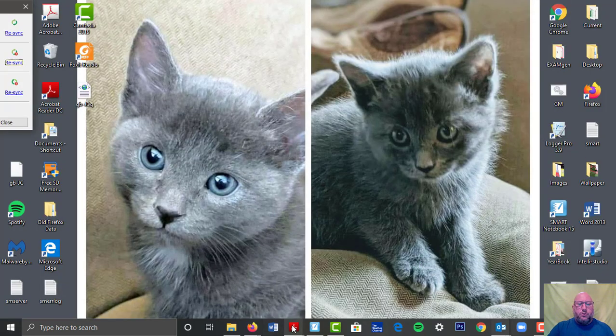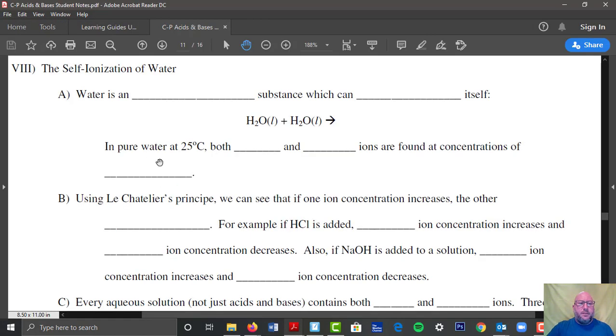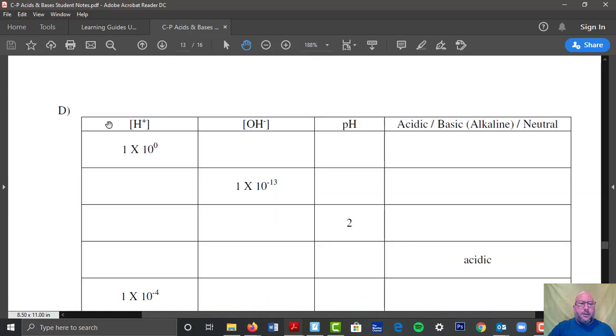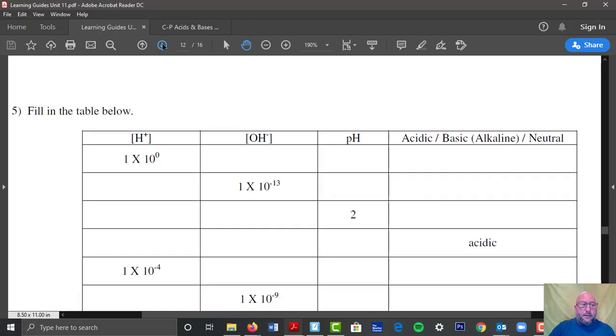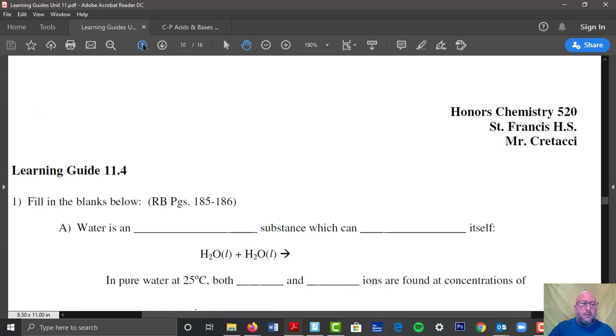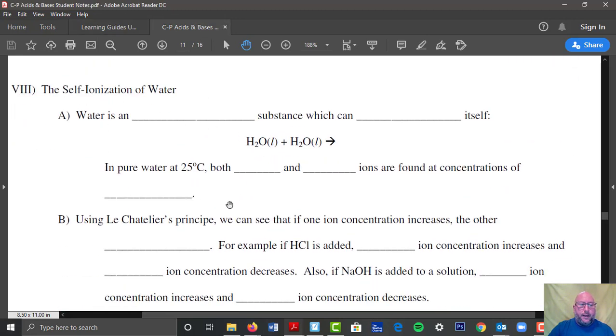So if you're following along in your notes, which I hope you are, in our college prep notes, this begins on page 11, Roman numeral number 8, and it's going to continue to page 13. If you're following along in our honors notes, this is going to be found in Learning Guide 11.4. So we're talking page 10 to page 12. And so what we just discussed here was the beginning of the notes up here, letter A.